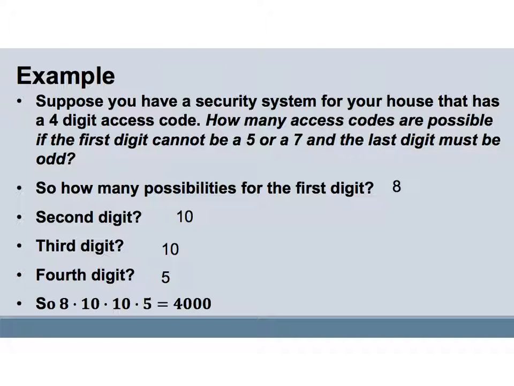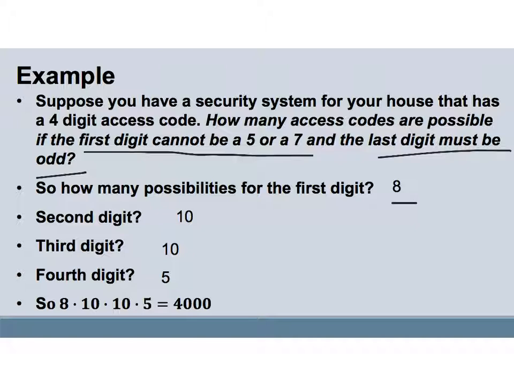Then the last one, same 4-digit access code, but this time they gave me the conditions that the first digit cannot be a 5 or a 7, and the last digit must be odd. So the first digit, if it can't be a 5 or a 7, that's 2 numbers. 10 minus 2 is 8, so I have 8 possibilities for it.